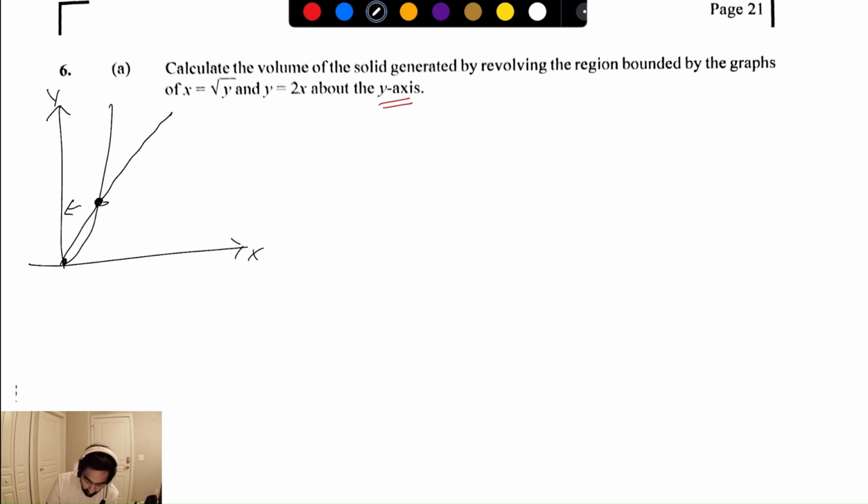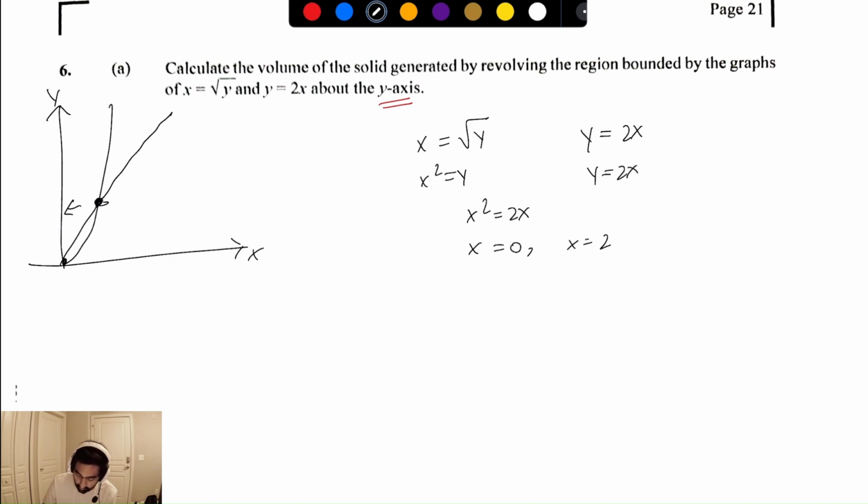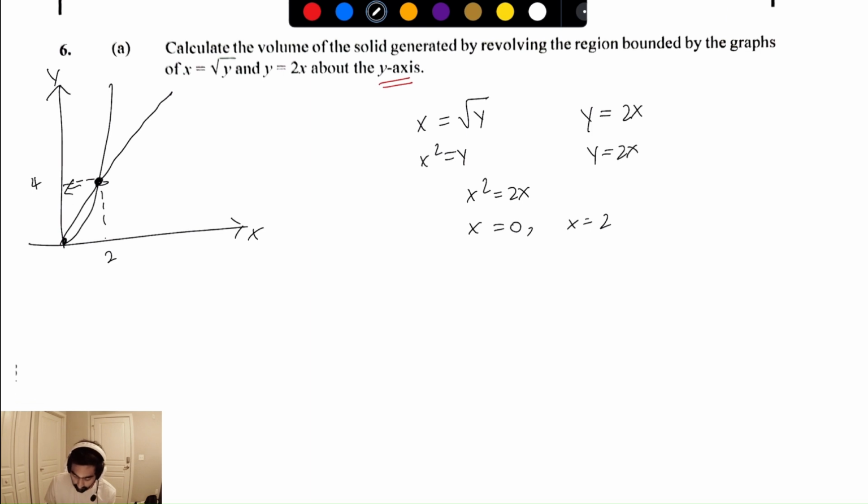So the first thing that we should do is figure out what point this is. Well, we can do that quite simply because we can just solve simultaneously. x equals square root y and y equals 2x. So that means that x squared is equal to y and y is equal to 2x. That means that x squared equals 2x. And that means the 2 points are x is equal to 0 and x is equal to 2. So this point here is x is equal to 2. And the corresponding height, which we need to know as well, is 4, because y is 2x and x is 2.